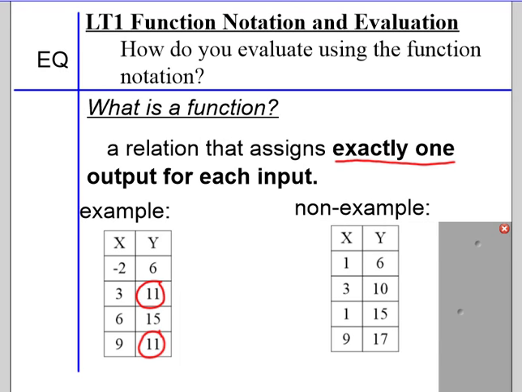Let's look at a non-example. This is a non-example, a table of a function that is not a function. Here we see that 1 outputs to a 6, but 1 also outputs to a 15. That means there's not exactly one output. There's not exactly one output for input 1. There are two outputs for input 1. That's why this is a non-example. So you can repeat outputs, you cannot repeat inputs.